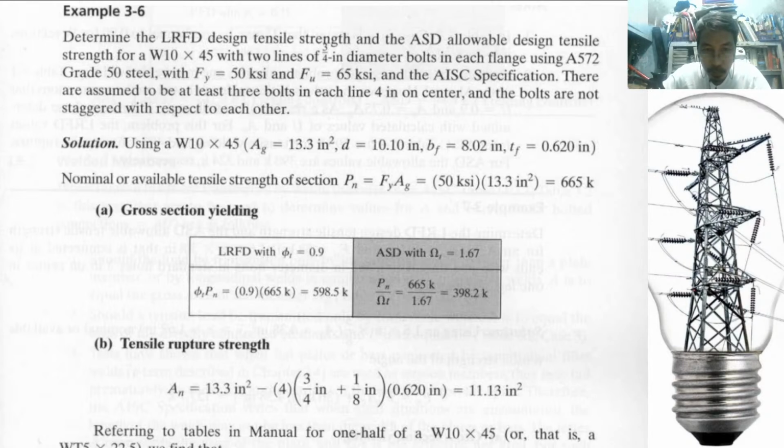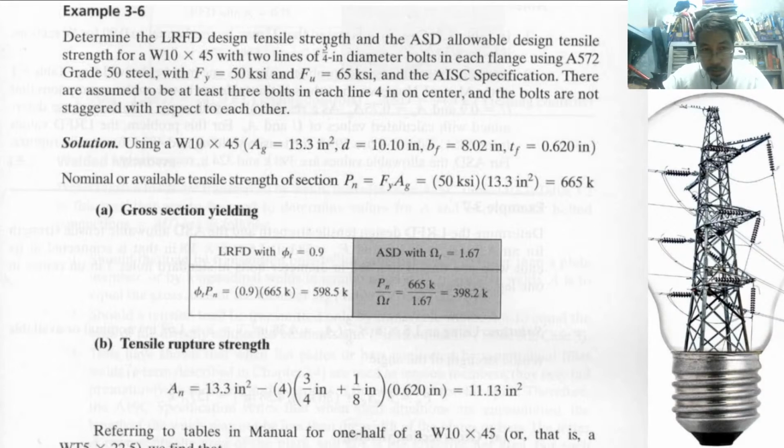So using A572 grade 50 steel. Okay, so grade 50 meaning Fy is equal to 50 KSI and Fu is 65. That is the characteristic property of grade 50. You can familiarize with that number. That would always come up. Okay, 50, 65. 50 refers to yield, 65 is ultimate.